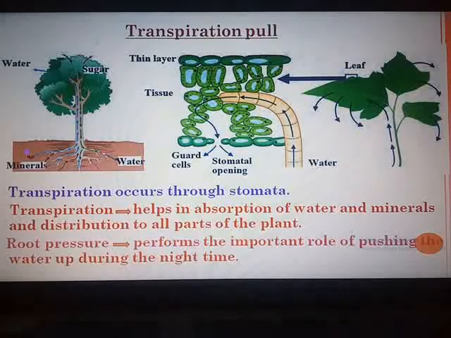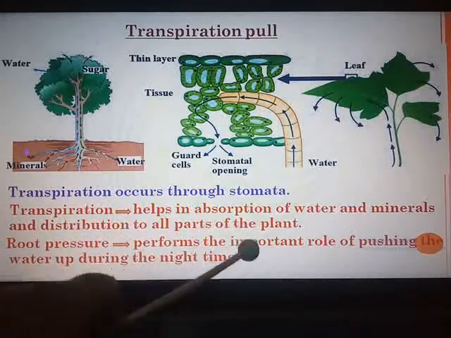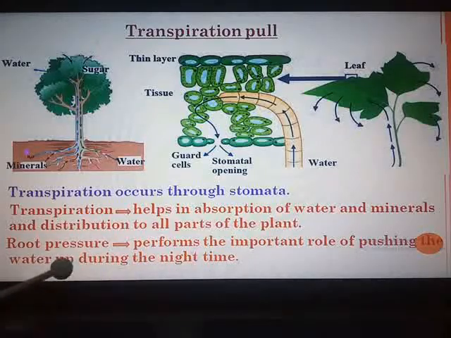Whereas the root pressure performs the important role of pushing the water up, especially during the night time. So we have studied absorption with the help of roots. We have studied what root pressure is. We have seen what transpiration is.